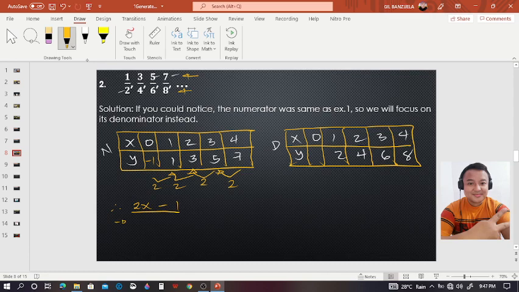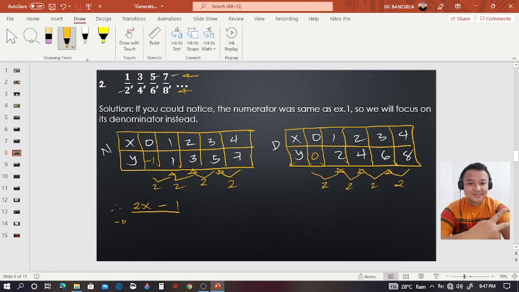Ang kulang na lang natin guys ay yung nandito sa denominator part, which yun yung gagawin natin. So, again, basically, we subtract 8 minus 6. Again, that is equal to 2. 6 minus 4, that is equal to 2. 4 minus 2, that is equal to 2. And of course, the difference from the first towards the 0 term is 2. So 2 minus 2 is equal to 0. Therefore, the 0 term is 0. So, what does it mean?